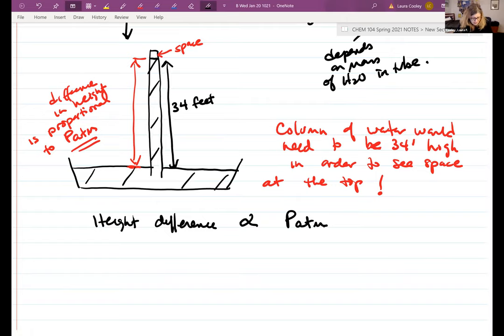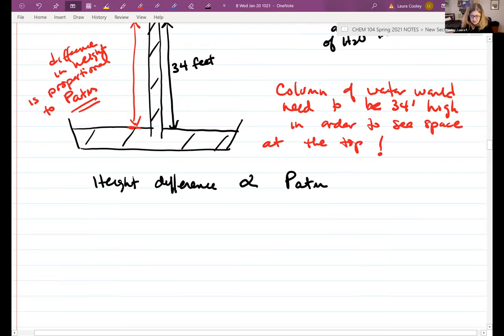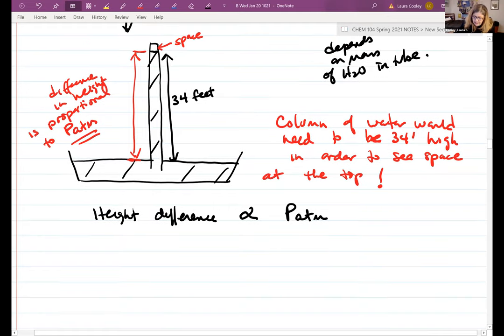which is why sometimes you're given pressure in a unit that's actually a length unit. So for example, we use millimeters of mercury. Well, I haven't got to mercury yet. So the problem is that not too many rooms would be able to have a barometer like that. There are very few rooms that are 34 feet high.